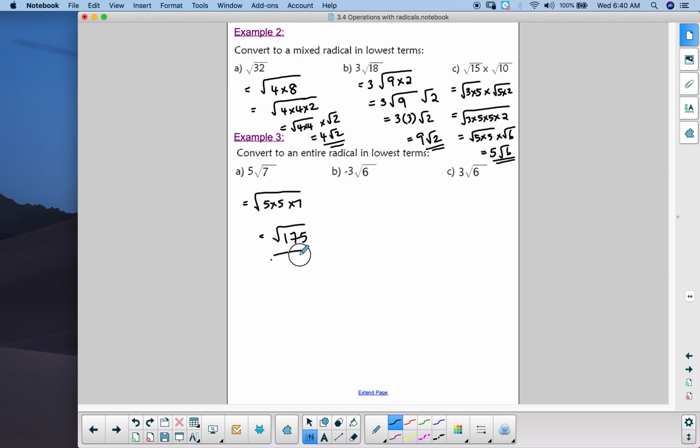So that's now an entire radical. So we did the opposite of what we did in this example here. Okay.